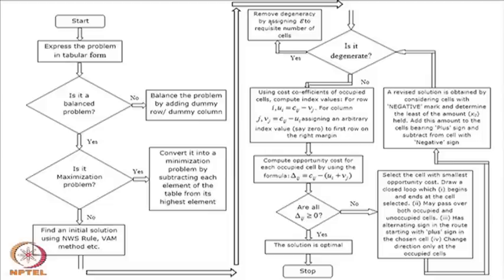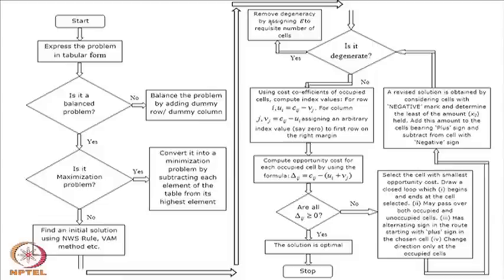If it is not degenerate, then using the cost coefficients of the occupied cells, compute the index value for row i, u_i, and for column j, v_j, where v_j equals c_ij minus u_i. Then assign an arbitrary index value, say 0, to the first row or the row which has the highest number of allocations. Actually, from this it is not clear to you, I can understand. We have told you c_ij should be equal to u_i plus v_j.